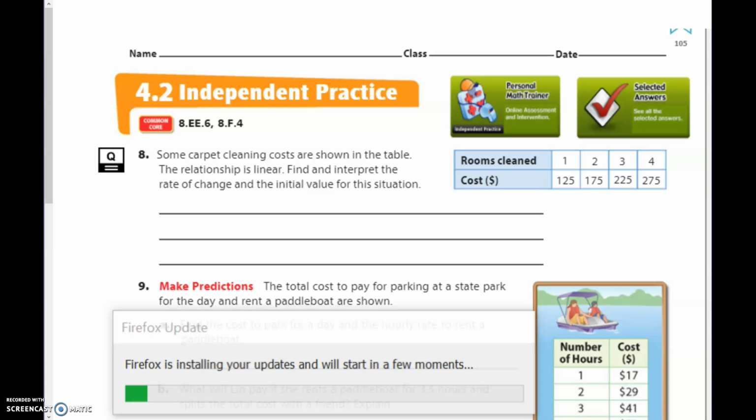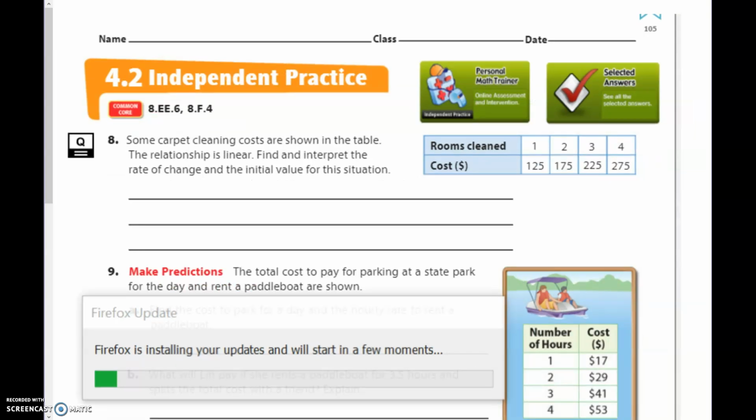Number 8. All right, some carpet cleaning costs are shown in the table. The relationship is linear. Find and interpret the rate of change and the initial value. So rate of change is really asking us for slope, and the initial value is really asking us to find the y-intercept.